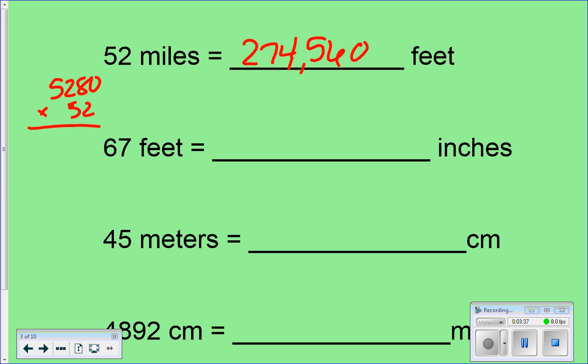If you want to see how many inches are in that, what would you do then? Multiply that by 12. And so if I do that, this is how many inches there are. We could figure that out too. 3.2 million inches. That's a lot.